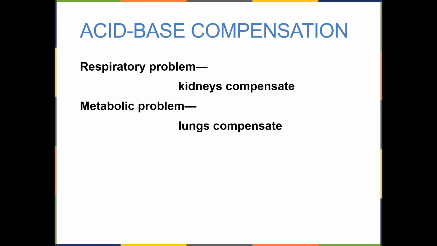So always think of ketoacidosis as your example. Ketoacidosis is the #1 metabolic acidosis issue. Let me say it again. Ketoacidosis is the #1 metabolic acidosis issue.